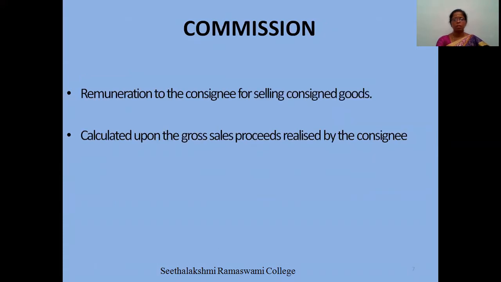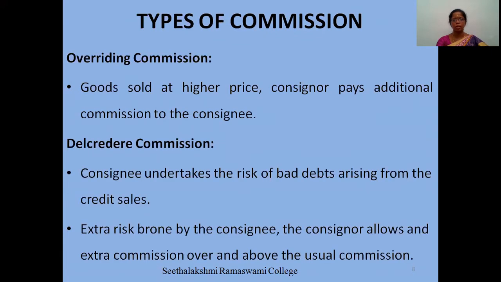Commission. Commission is nothing but a remuneration to the consignee for selling consigned goods. The commission is calculated on the basis of gross sales proceeds realized by the consignee. There are two types of commission, overriding commission and delivery commission. Overriding commission. When goods are sold at a higher price, the consignor pays additional commission to the consignee.